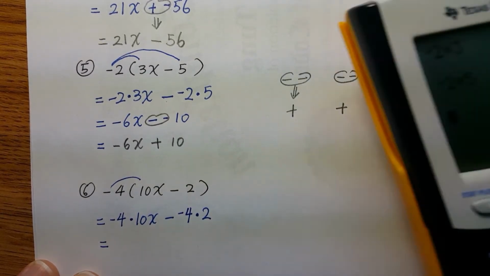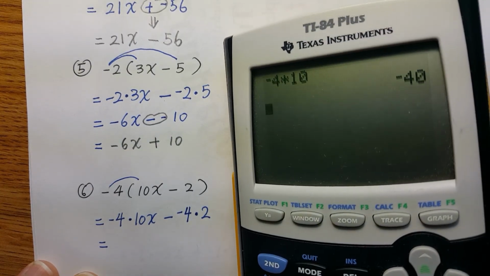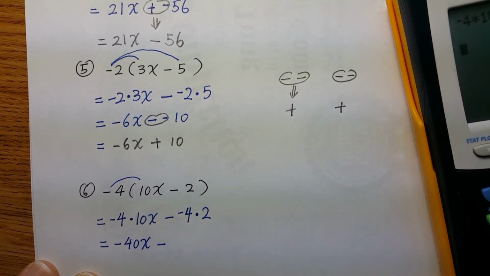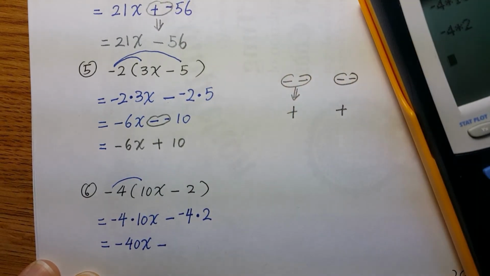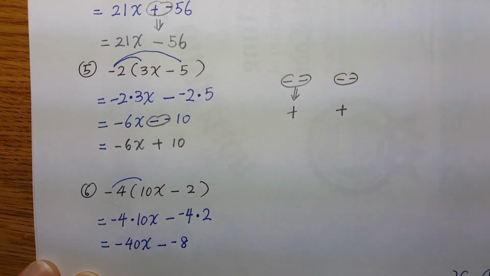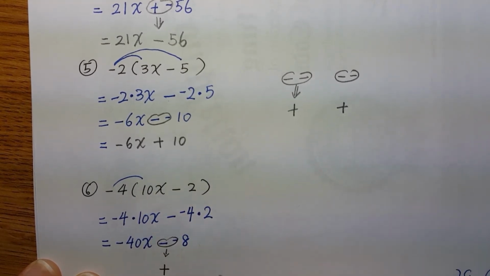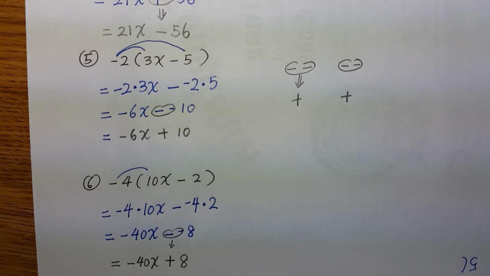Now we're going to use our calculator. Negative 4 times 10, so we get negative 40. Negative 40x minus. And we had negative 4 times 2, negative 8. Now we have our minus and a negative sign together. We're going to turn them into one symbol, which is addition. So now the final answer is negative 40x plus 8. So we finished number 6.